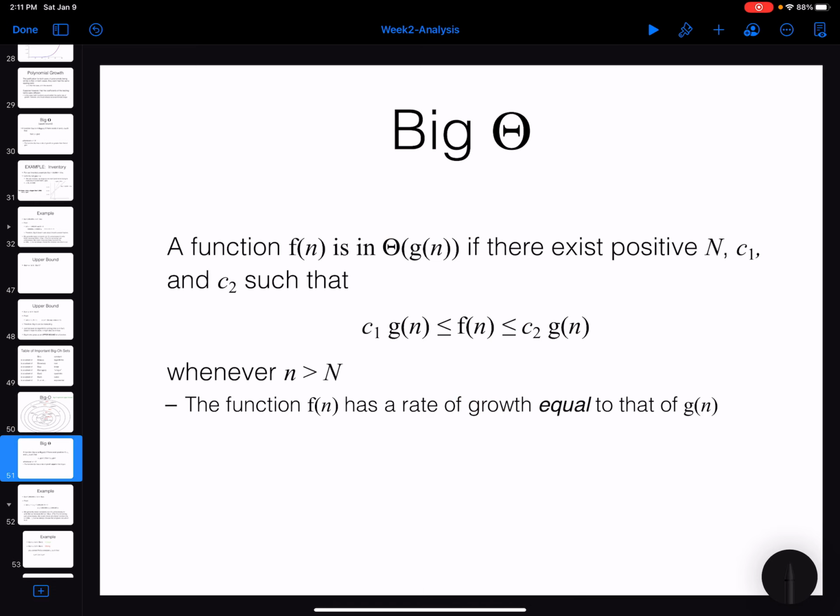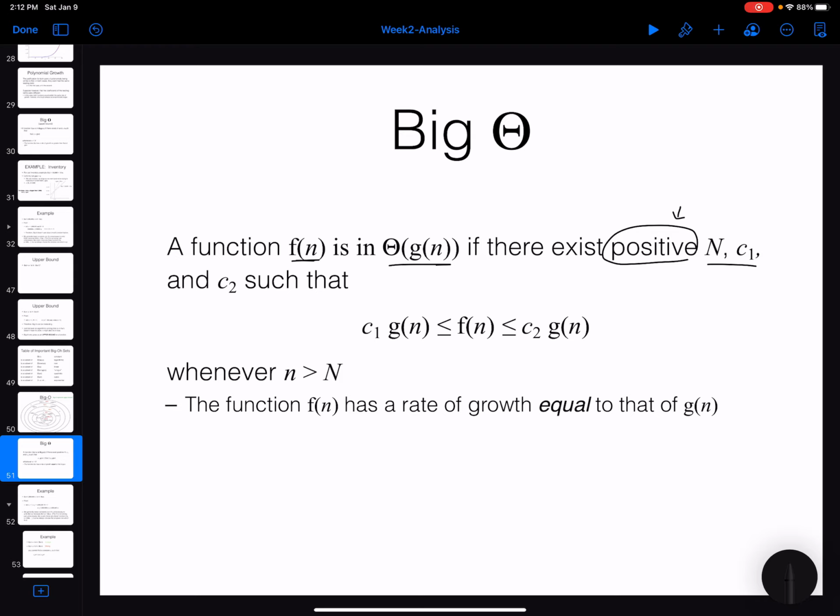Okay, so the next notation is very similar to big O in terms of the mathematical definition that we write, but this is the exact growth ratio. This is called big theta. So again, we say that f of n is in big theta of g of n if I can find three constants. All of these constants should be positive. Be careful, these constants should be positive.